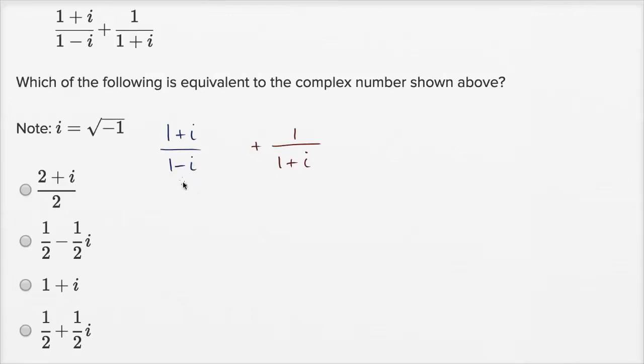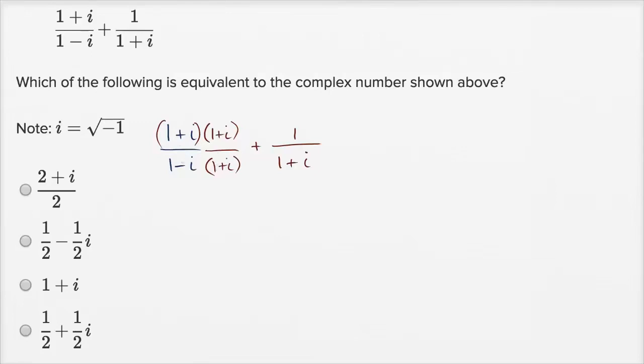And we can have the same denominator if we multiply both the numerator and the denominator here by this denominator, by 1 plus i. And this is the way that you've always added fractions with unlike denominators. We're just finding a least common multiple, and the easiest one is just multiplying the denominators. So let's multiply the numerator and denominator here times 1 plus i. Notice 1 plus i over 1 plus i is just going to be 1.